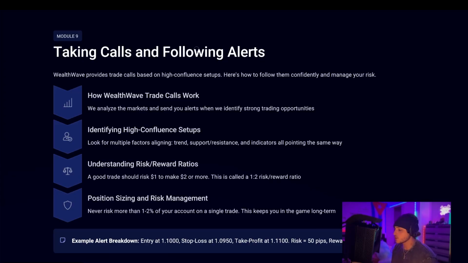Identifying high confluence setups: look for multiple factors. This is our job. Our job is to look for multiple factors aligning with trend, support, resistance, indicators, ICT concepts, all pointing the same way, saying that it's either going to go up or down.